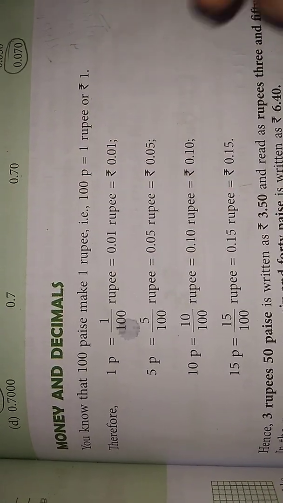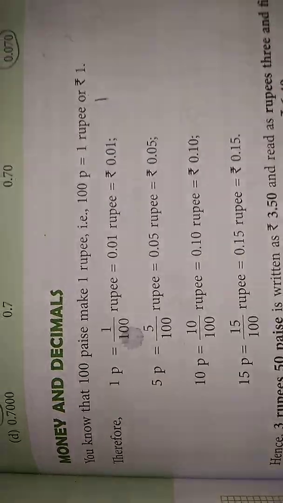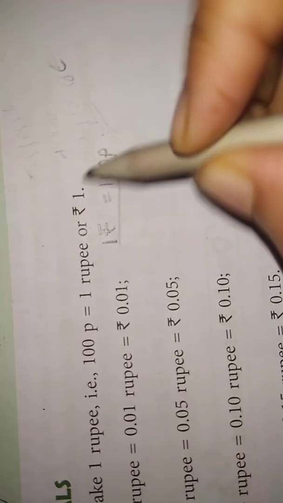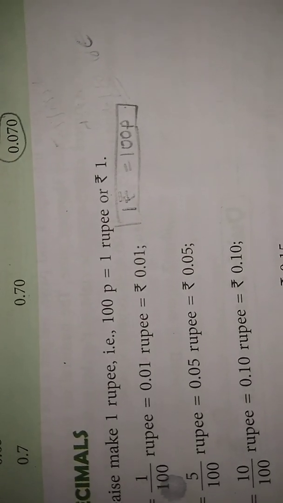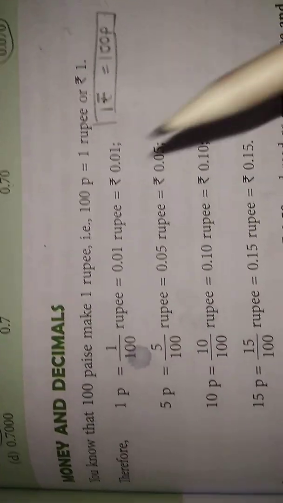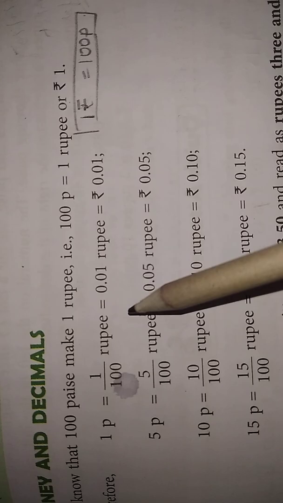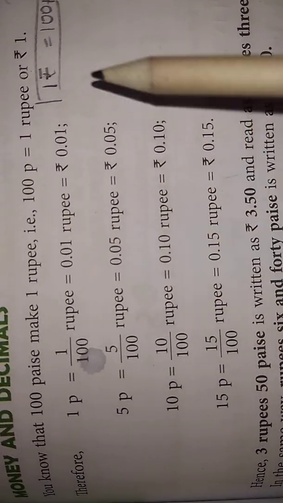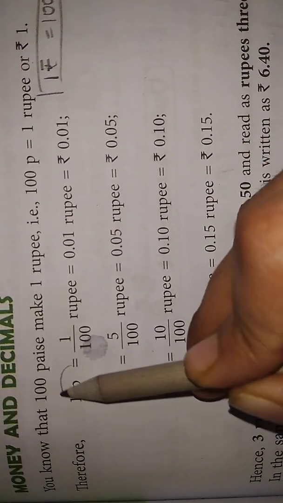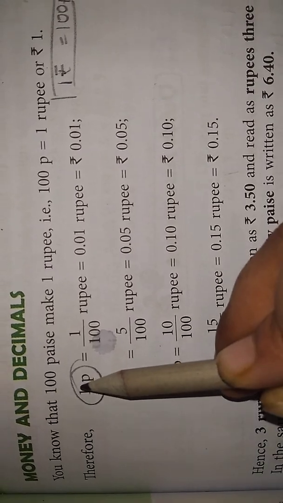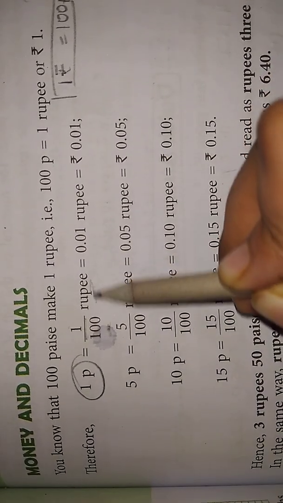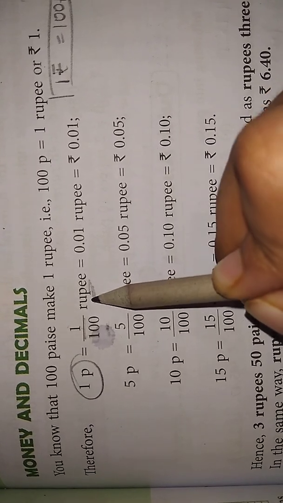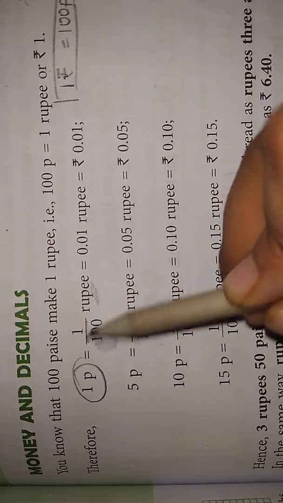We know that 1 rupee has 100 paise. So this is the relation between rupees and paise, right? So when we want to convert paise into rupees, we will simply divide by 100. So in 1 paise, how many rupees will be there? We will simply divide this 1 by 100 and we will write rupees, right? We will write rupee. So what will come when we divide?